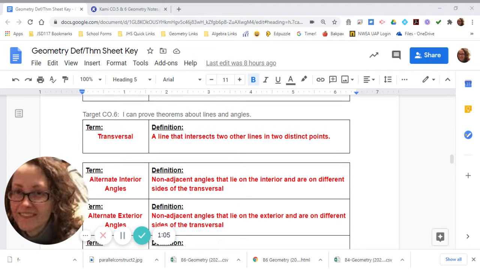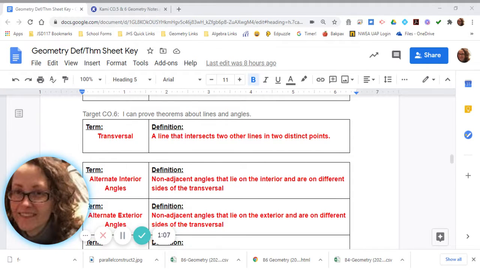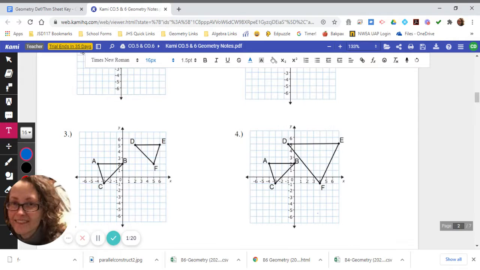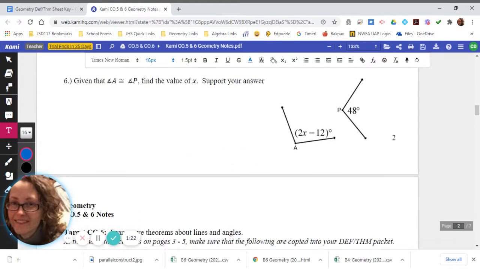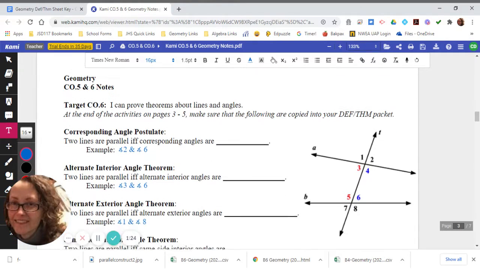So transversal is going to be the big thing that we're going to be using, and that is a line that intersects two other lines at two distinct points. So we'll take a look at what that looks like. And we are going to be on page 3 of our packet.